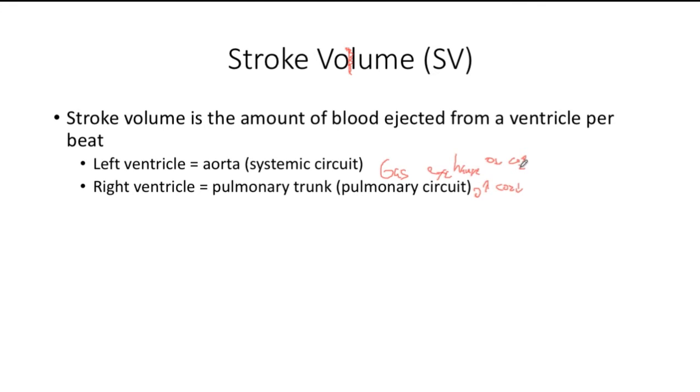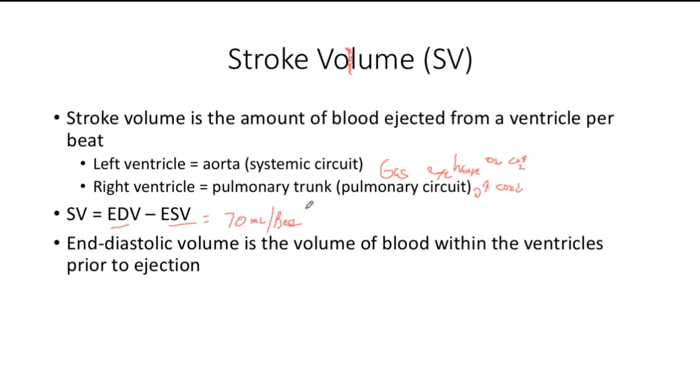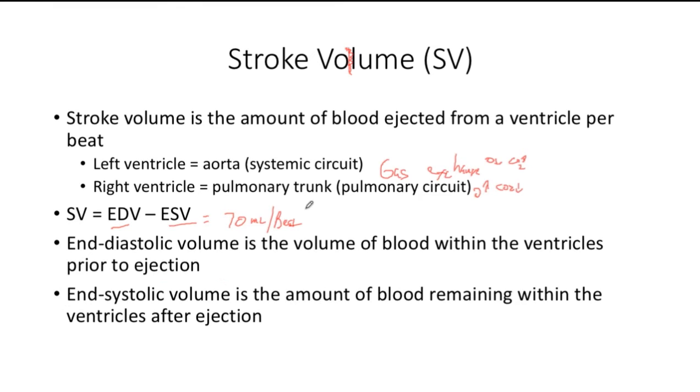And remember, stroke volume, as I mentioned earlier, is end diastolic volume minus end systolic volume. At rest, the average number for that is 70 milliliters per beat. End diastolic volume is the amount of blood in the ventricles when they are done filling, and end systolic volume is the amount of blood remaining within the ventricles after they have beat and ejected blood.